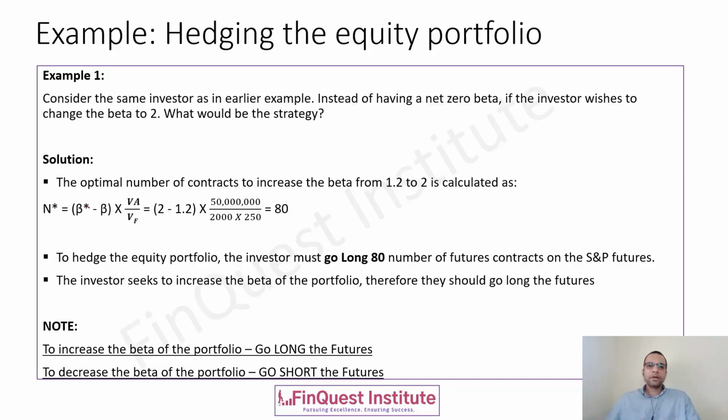So what would be the strategy? Again, we use the formula which we discussed earlier. We have a target beta, that is beta star, which is 2, and beta is 1.2, which is the current beta. So we plug in the numbers: 2 minus 1.2, into VA by VF, which is the current value of my portfolio divided by the value of the futures contract I'm planning to use. So 2000 into the multiple of 250, which comes out to be 80. Now, the investor will have to go long 80 futures contracts. Why do we say we have to go long the futures position here? Because we are trying to push the beta higher, and we know that whenever we have to increase the beta of our portfolio, we have to take a long position.